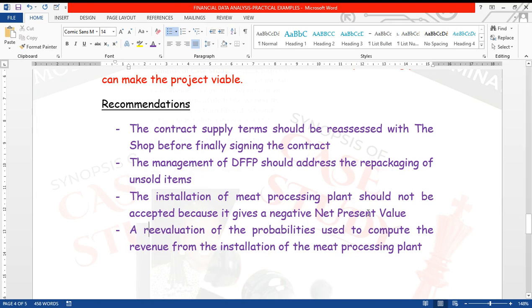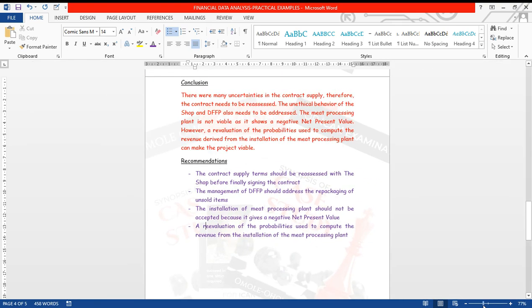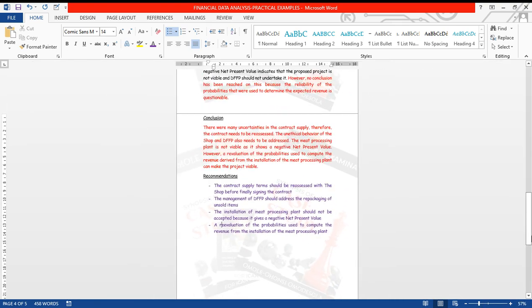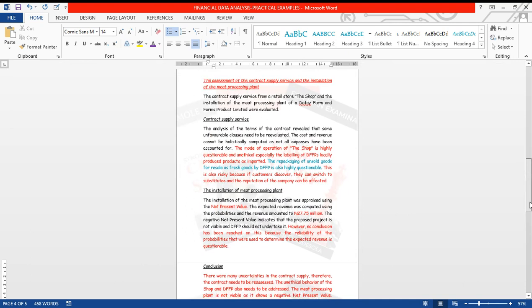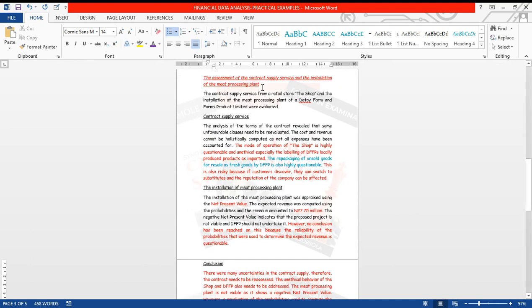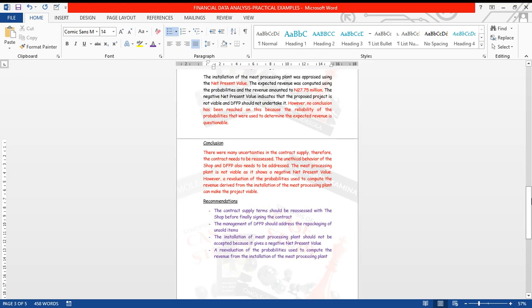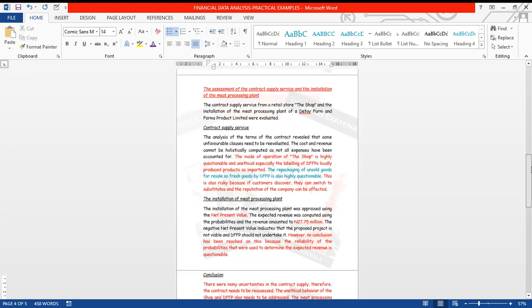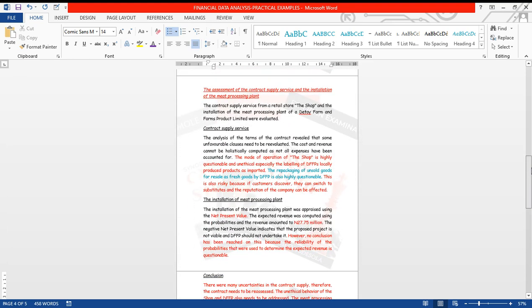So let me zoom out so that you can see how it looks. This is how it looks. You have a heading, then an introduction, then the first requirement, talk about it, the second requirement, talk about it, then give a conclusion and recommendations. Yours does not have to be as short as this. I'm just giving you a sample of how it looks.